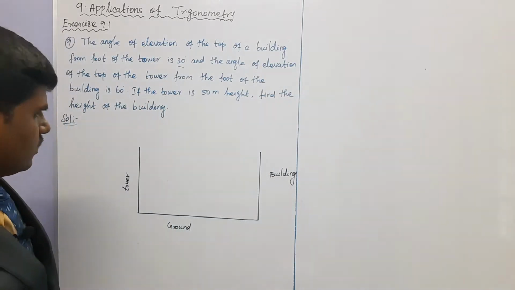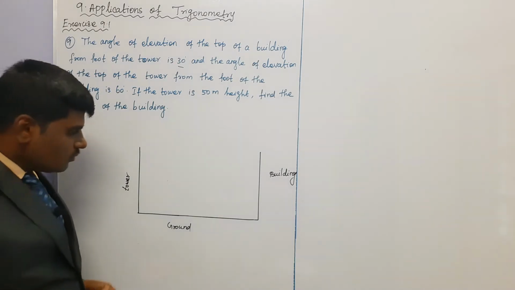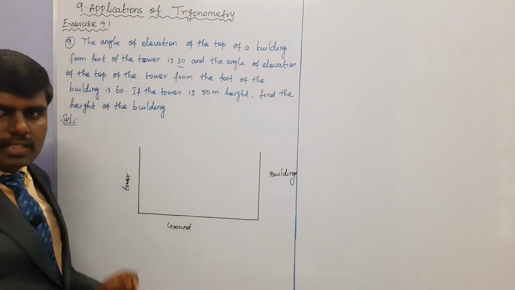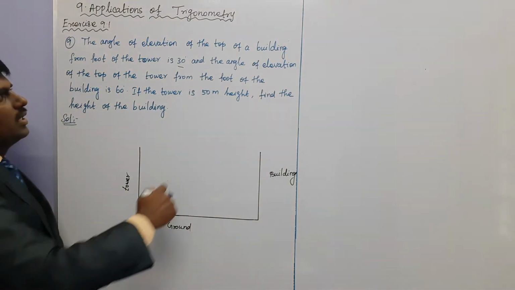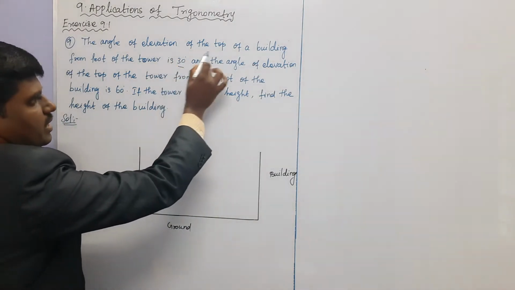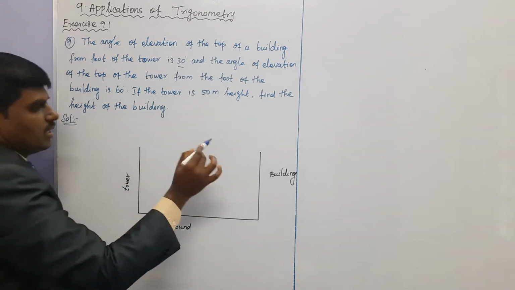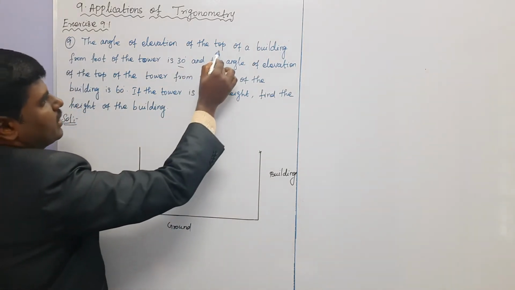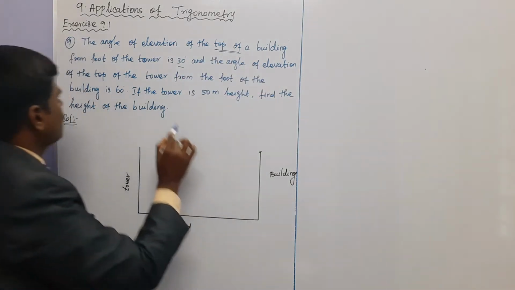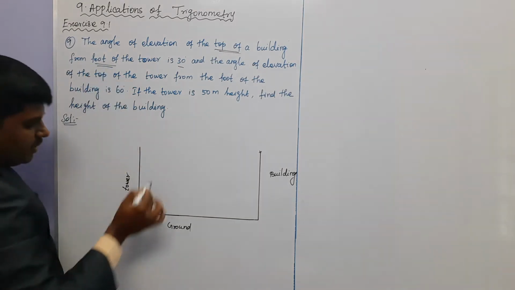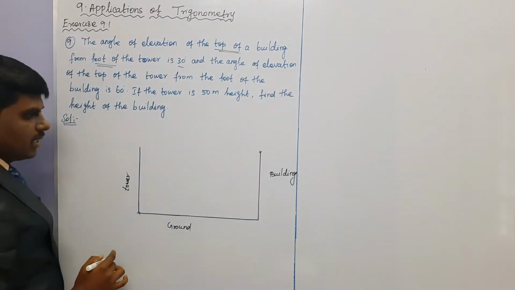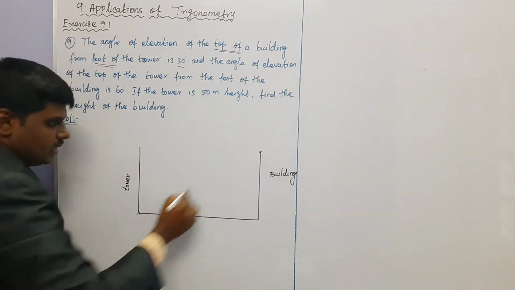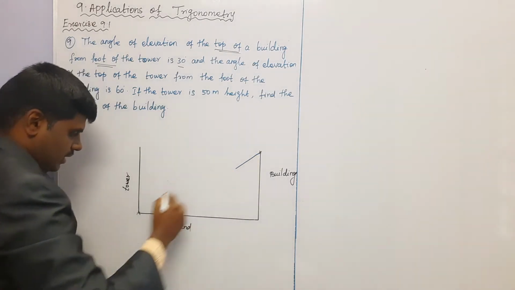What does this mean? Let's construct it. This is the ground. Consider one tower and one building. Now, the first line is the angle of elevation of the top of the building. You construct the top of the building, and you see it from the foot of the tower. That is the particular line.